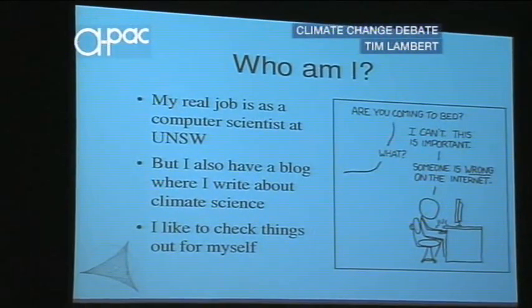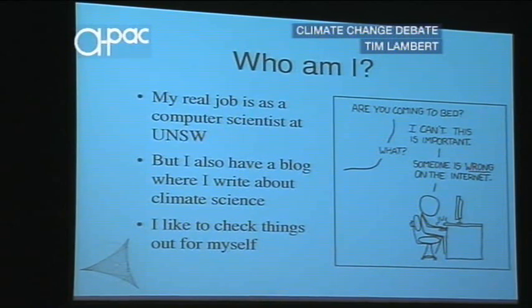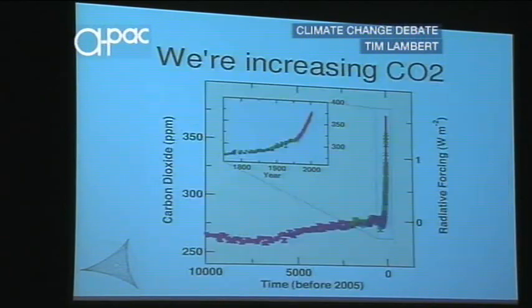But I also have a blog where I write about climate science because I think it's interesting and I think it's important. And presumably, since you all came along here, you agree with me and want to learn a bit more about it. The one thing that drives everything I do on my blog is that I want to check things out for myself. So I don't want to take what the climate scientists say about it. I don't want to take their word for everything. I want to check out what they said and see if it makes sense and see if it's correct. I do have an advantage there. I'm a computer scientist, but my first degree was in mathematics, so I can sometimes follow the maths that they're doing. So let's talk about climate science.